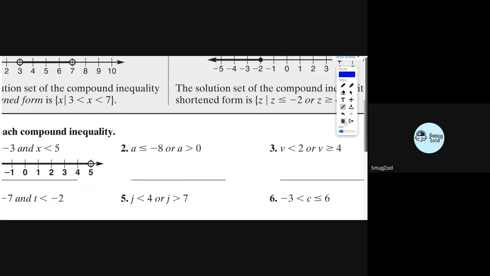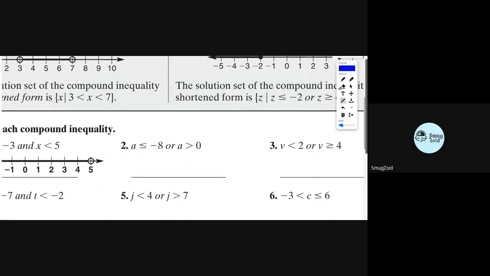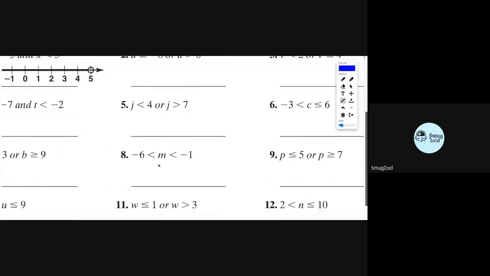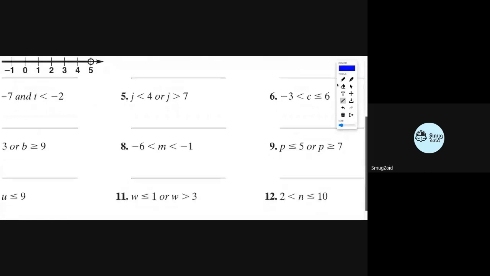And then let's take a look at this one. Let's do number 8. So I'm going to make a line. I'm going to use the one I've been using. And I'll tell you what, I'm going to put minus 6 here, minus 1 here. Let me put 0. Put 2 targets here on minus 6 and minus 1. So m is greater than minus 6, but is less than minus 1.